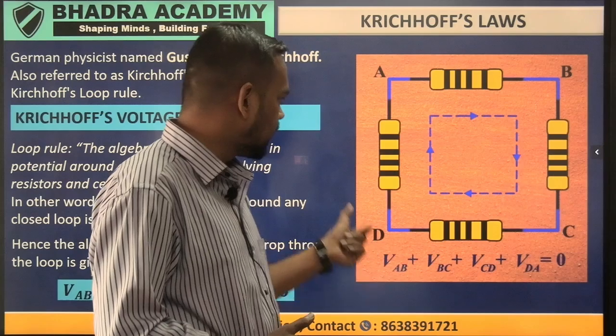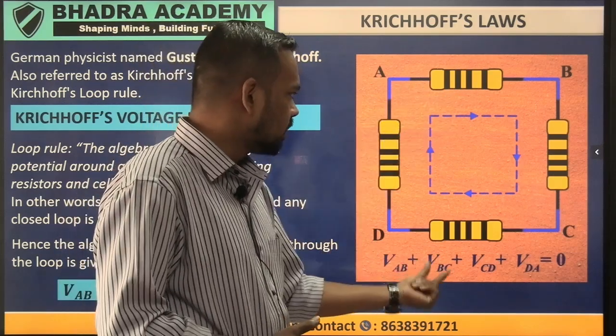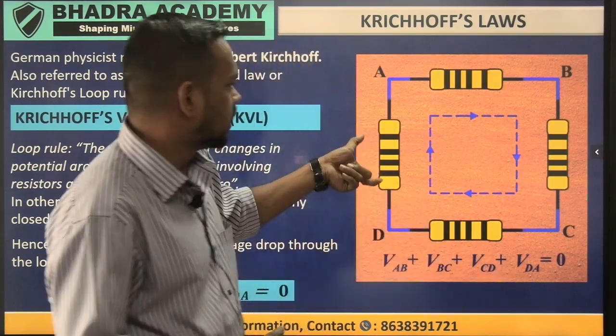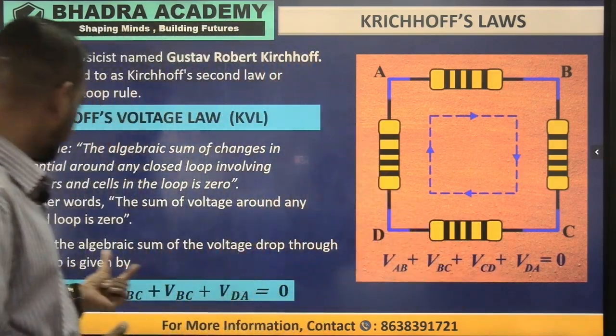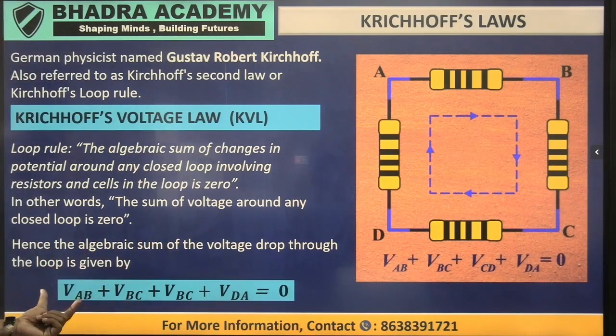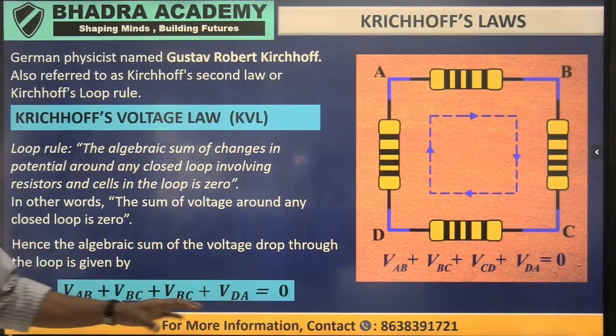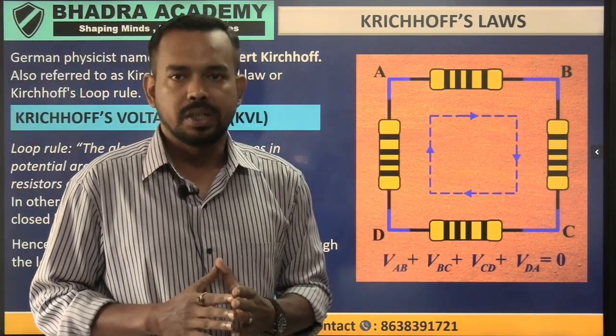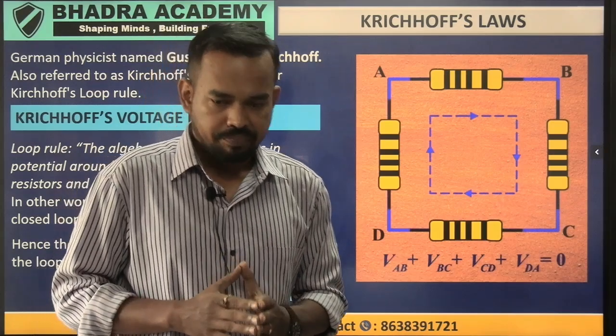That is VAB, VBC, VCD and VDA. So this is where the algebraic sum is given by this equation, where we can see that the total voltage drop of the circuit should be equal to 0.